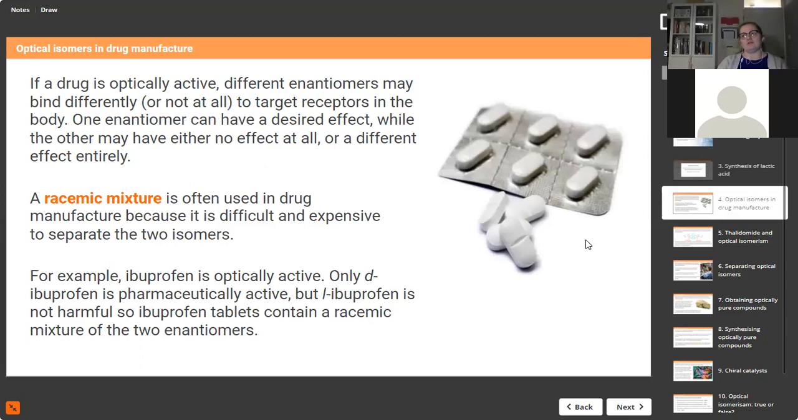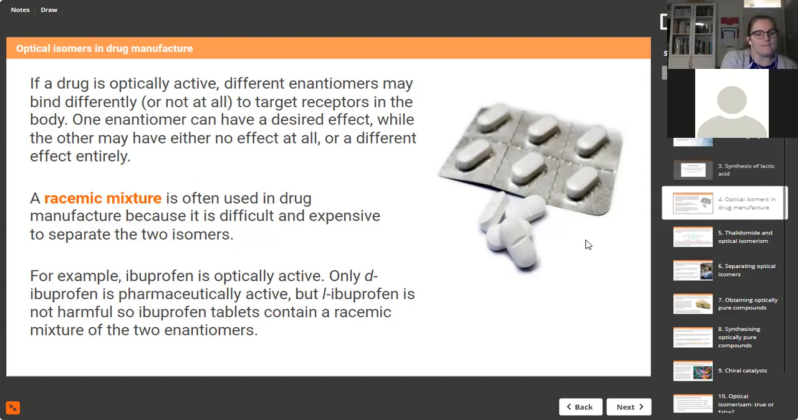It's really hard for us to separate them and actually just have the isomer that we really want, the most optimum isomer. So actually what we often use in drug manufacturing is a racemic mixture, because it's difficult and expensive to separate the two isomers, so we actually have them at equal quantities. If they're at equal quantities, basically any of the bad stuff that we don't want is sort of balanced out by the good stuff.